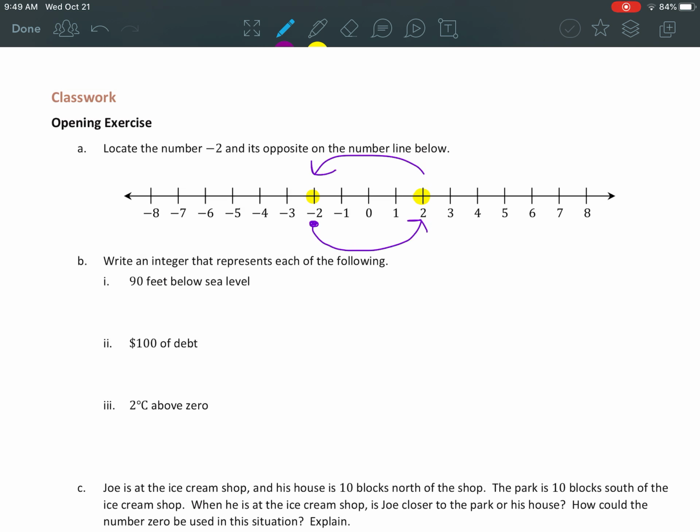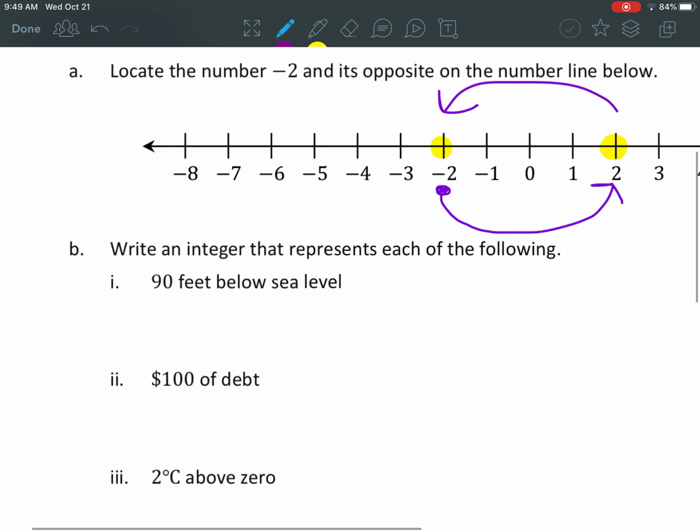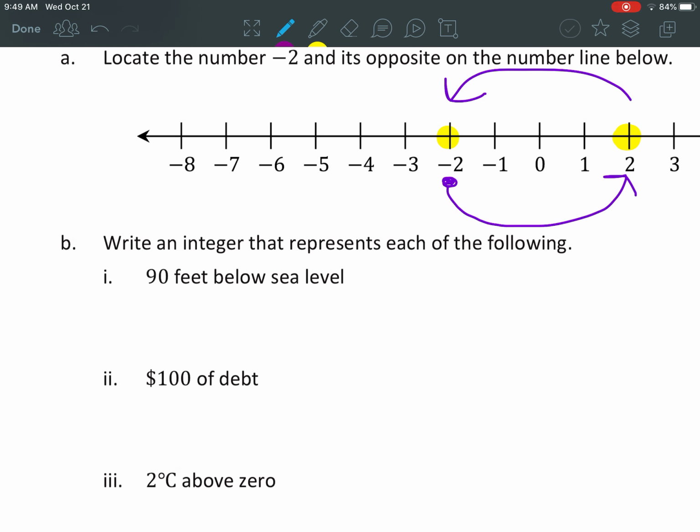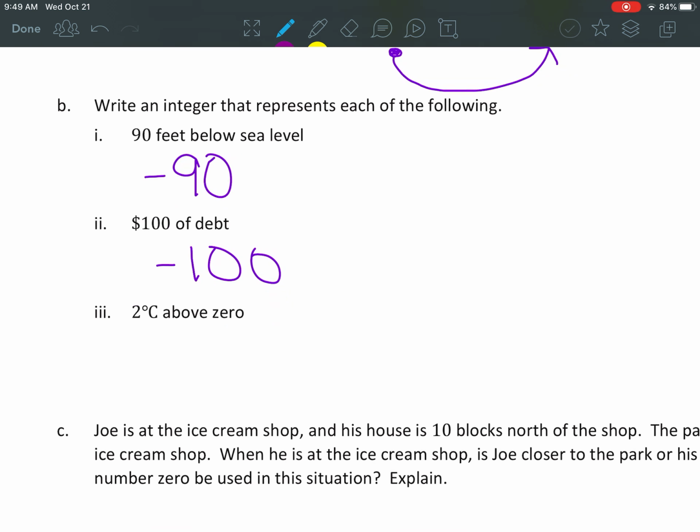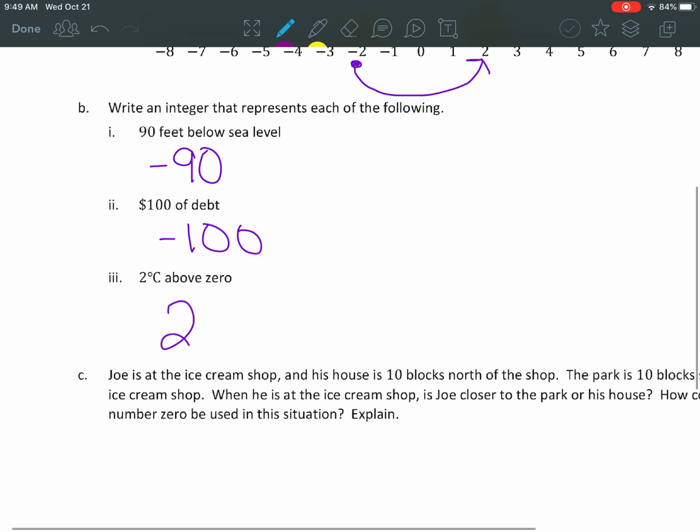Write an integer that represents each of the following: 90 feet below sea level. Below means negative, so -90. $100 of debt. If you have debt, you owe somebody money, so that's -$100. And 2 degrees Celsius above 0, so that would be just the number 2.